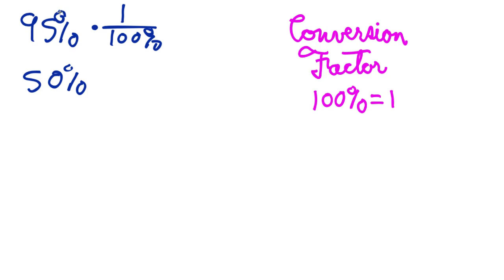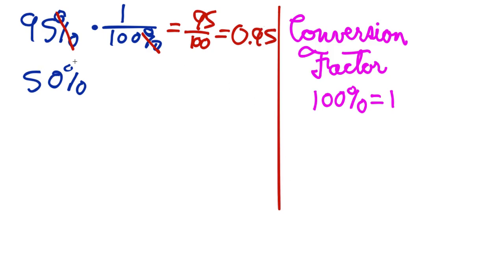Well, basically I'm going to cancel out the signs here, the percent to percent, and then this becomes 95 over 100, and that's easy to convert to a decimal, because that's 0.95, okay? Then let's take another example, say 50%.